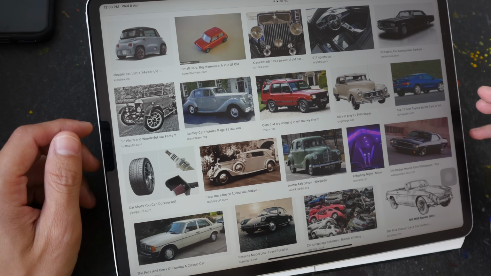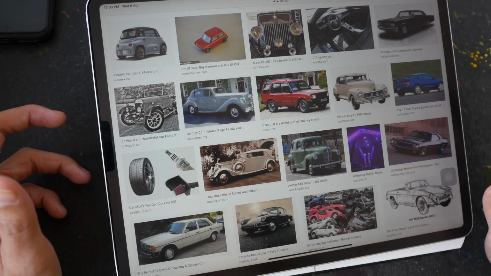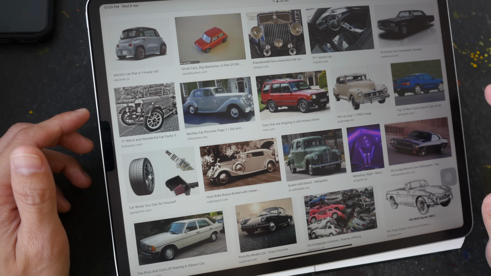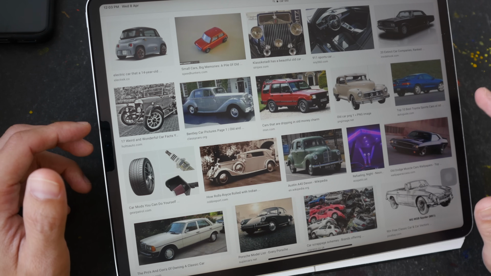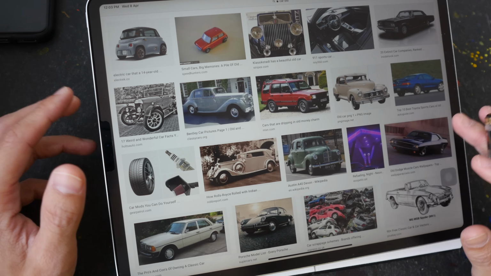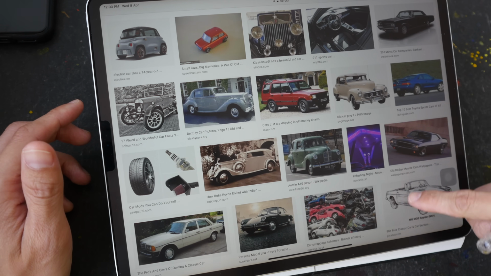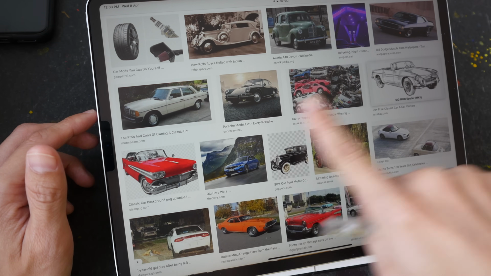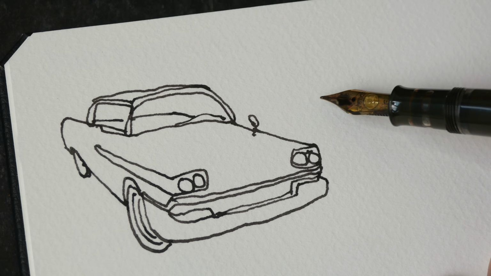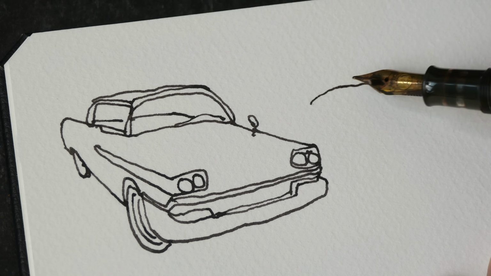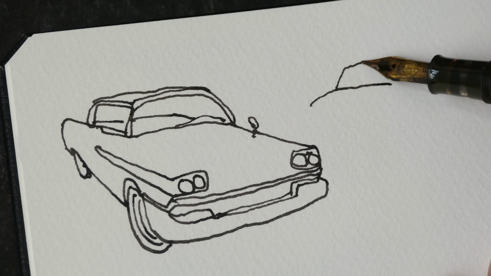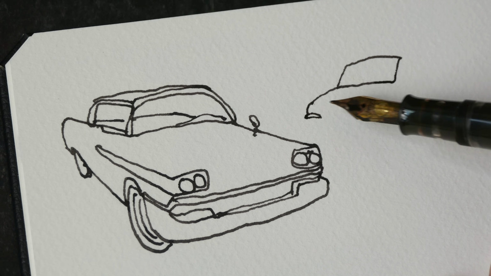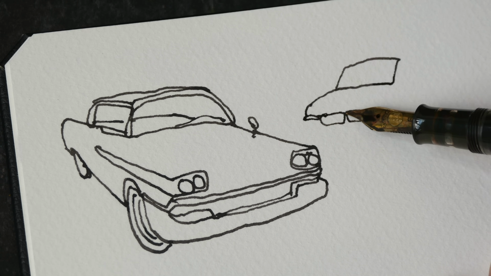I'll be drawing cars today because that's the first word that comes to my mind. When I did a keyword search on cars and old cars, these are the search results that I got. So we have a huge variety of cars we can sketch. Cars are fun to draw, but they can be quite challenging as well because there are a lot of lines, a lot of curves, and many of these cars are in perspective.